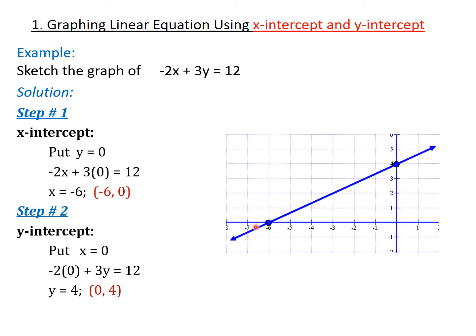On the coordinate plane, minus 6 and 0 on your left, 0 and 4. x is 0 and y is 4 above. By plotting these 2 points, draw a line joining these 2 points and make sure it extends on both ends.